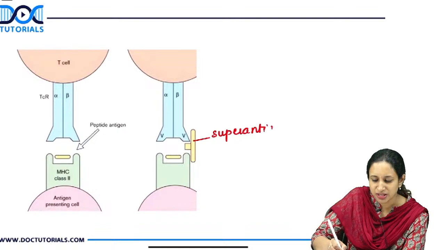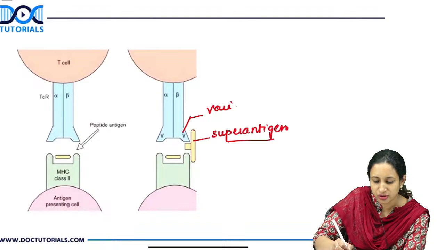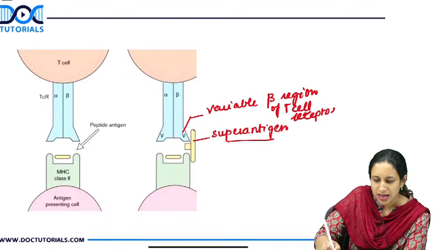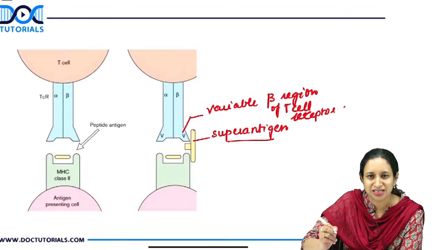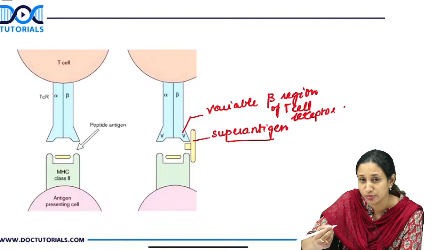Why is it a super antigen? Here it is a super antigen because you can see that it's directly going and binding to the variable beta region of your T cell receptor. Because it binds to the variable region of the T cell receptor, it causes massive release of your cytokines, and because of the release of cytokines, it can also cause a massive release of your antibodies, causing hypergammaglobulinemia.